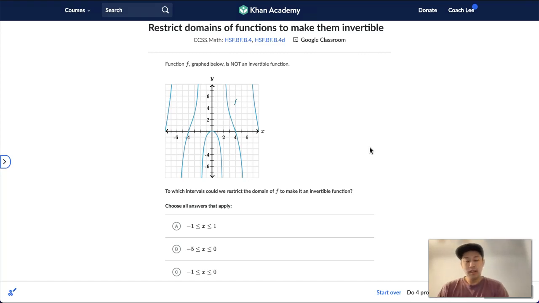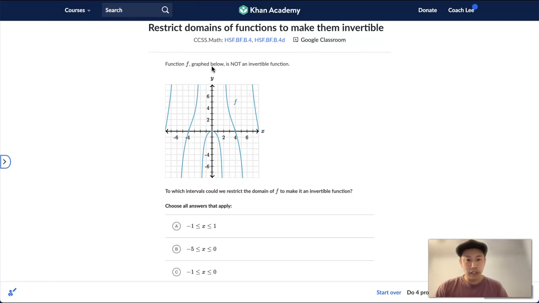Mr. Lee here. All right, so this practice involves restricting domains of functions to make them invertible. Okay, we'll explain what that means exactly. I want to have you read this question first, and then I'll show us a quick lecture, and then hopefully it'll help us come back to these questions and answer them.